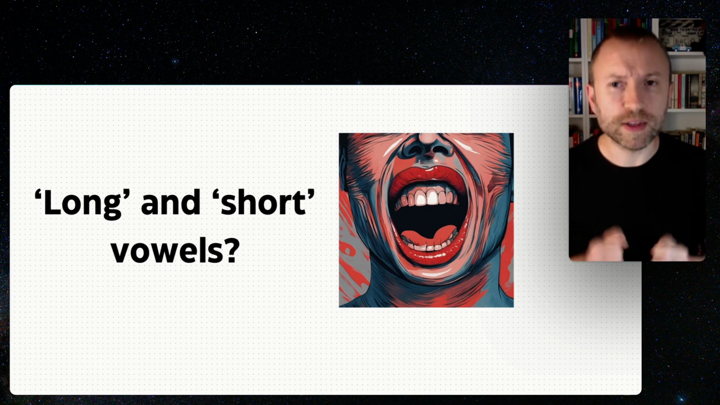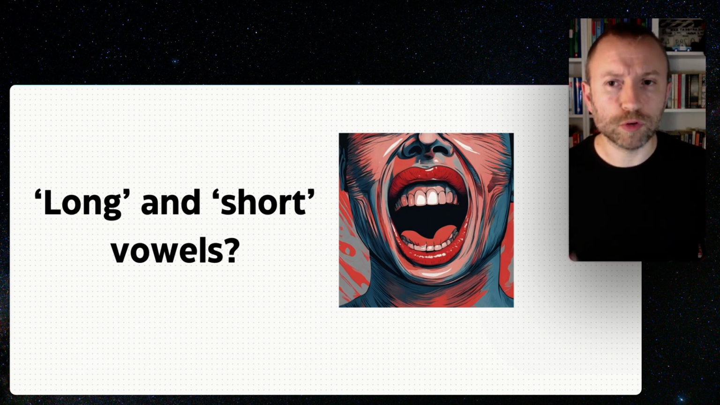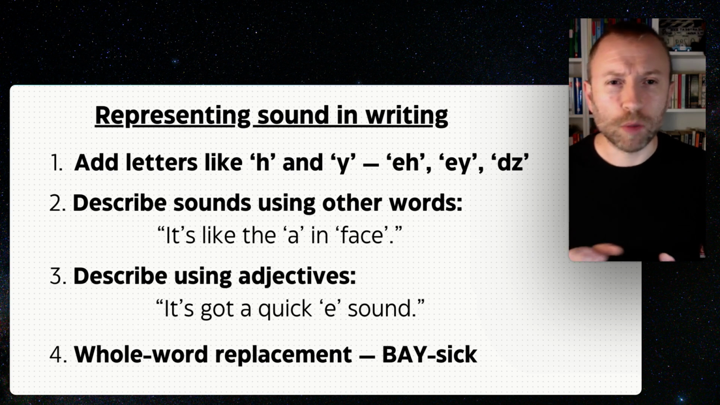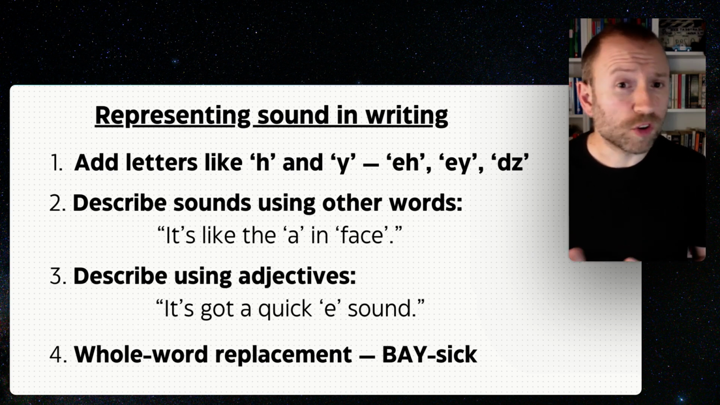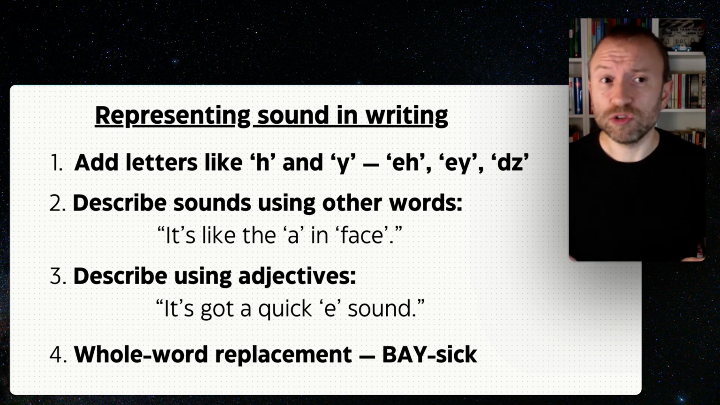For that original video idea, I was going to talk about 4 different strategies that people use for describing sounds in writing. The first of these was adding letters like H and Y after other letters to make combinations like EH, EY and DZ, which might represent, for example, E, A and J.